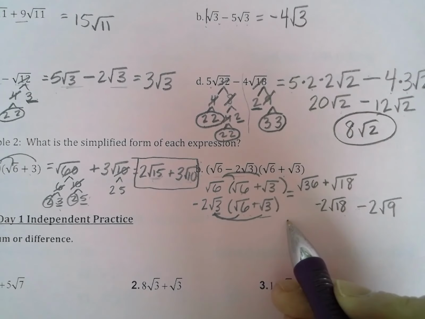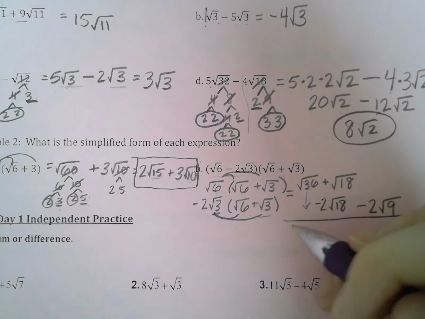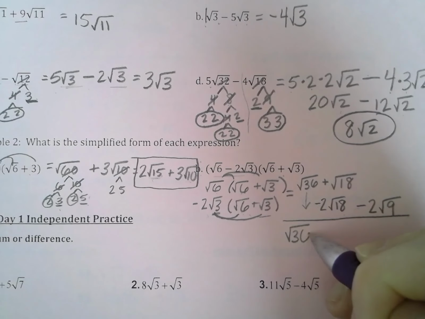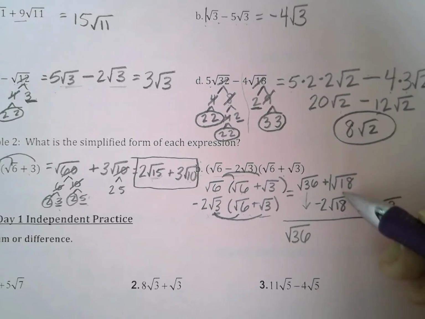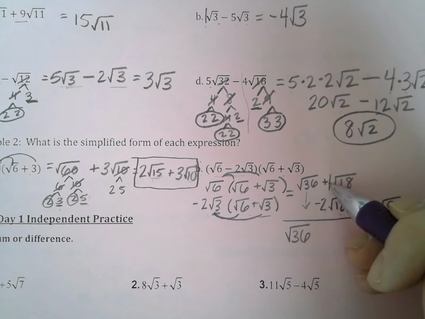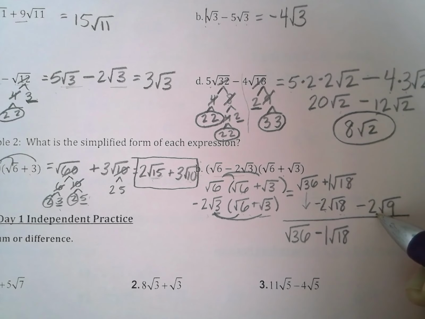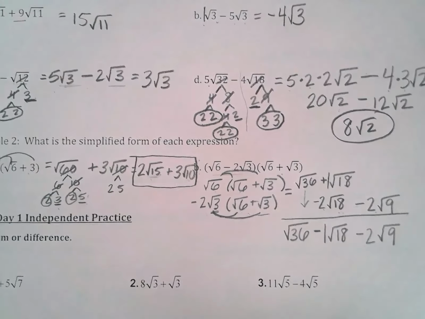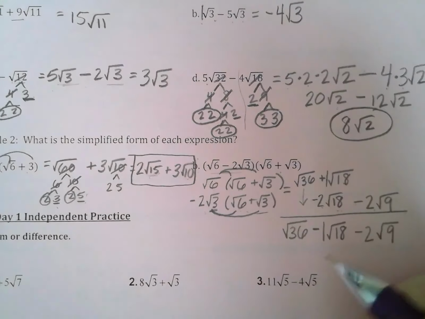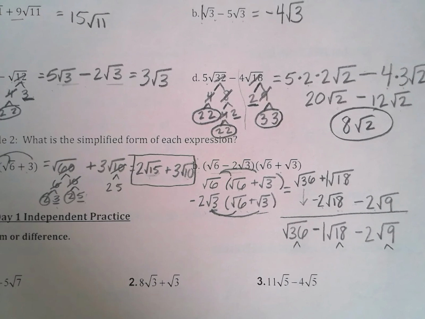So now I just have to combine these. So square root of 36 is just going to drop down. I have 1 square root of 18, and I have negative 2 square roots of 18. 1 plus negative 2 will give me negative 1 square roots of 18. This guy, I'll have negative 2 square roots of 9 because he also just drops down. Now I'm going to try and break down all of these radicals.